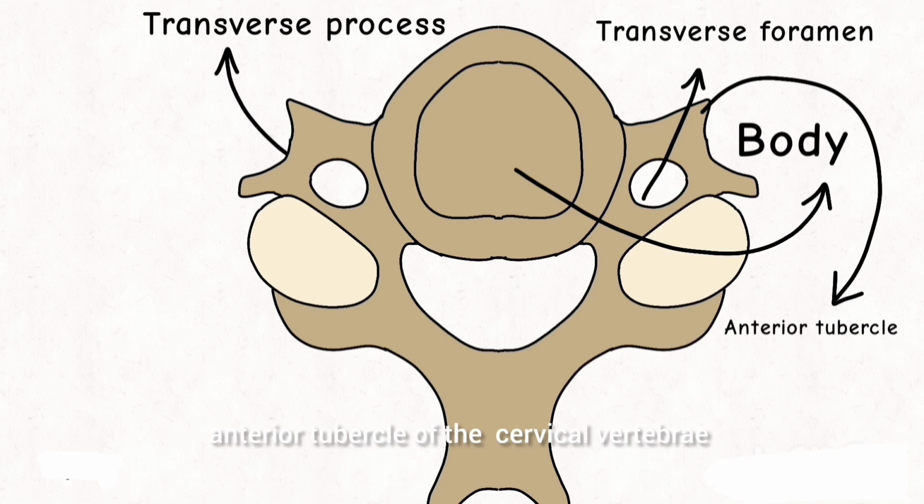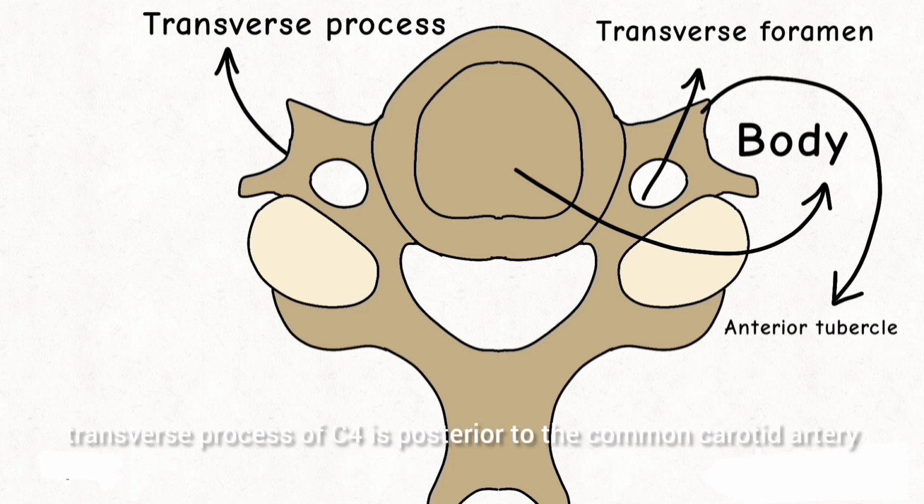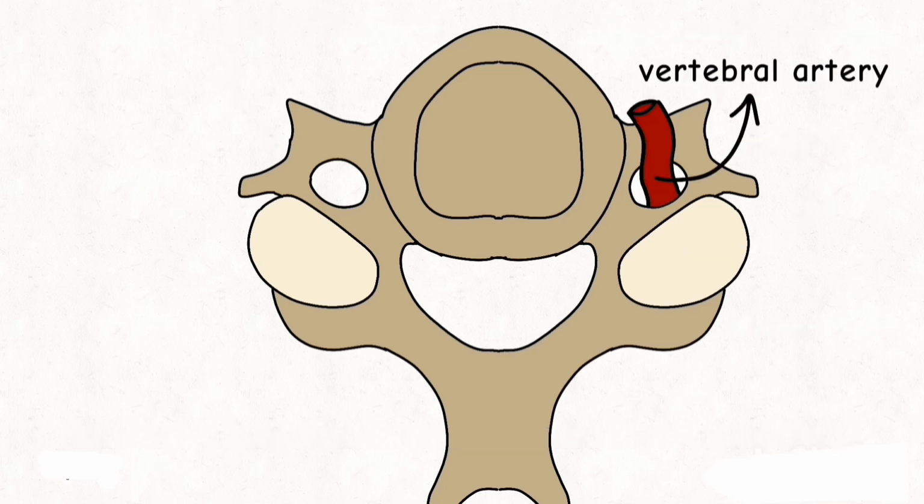Anterior tubercle of the cervical vertebrae is a small bony prominence on the anterior aspect of the transverse process. Transverse process of C4 is posterior to the common carotid artery. Vertebral arteries primarily pass through the transverse foramina of the cervical vertebrae.